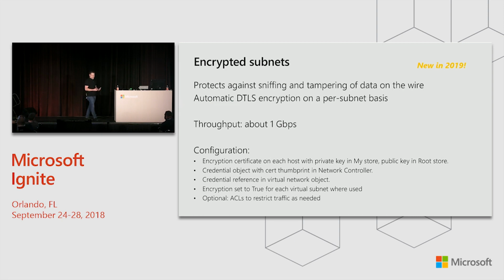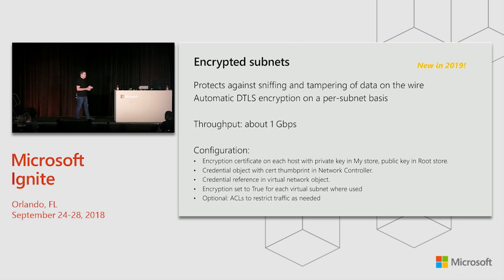Configuration is fairly straightforward. We'll be updating SDN Express for deployment. VMM will actually do this configuration for you as well now when you get their update in January. But basically, you enable it by putting a certificate on the host that's for encryption and decryption. You map that certificate to the virtual network, and then you say, for each subnet, I want encryption on or off, whether you want it or not.